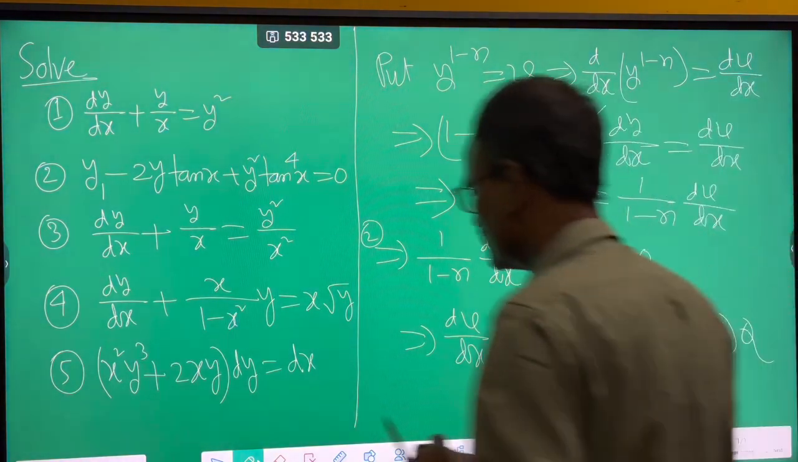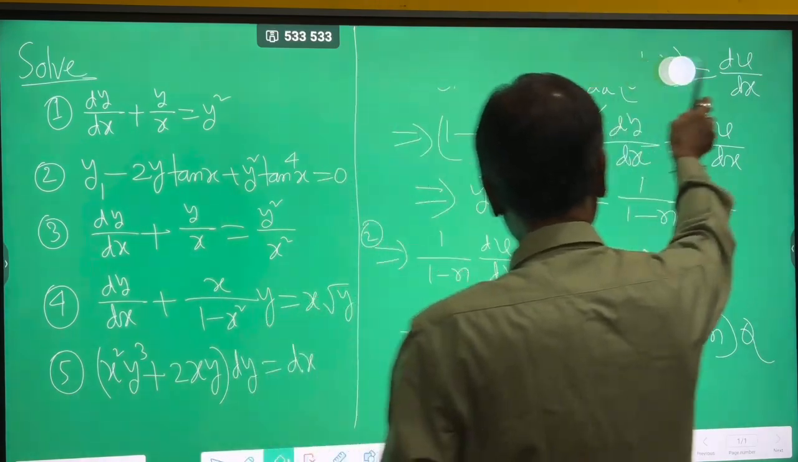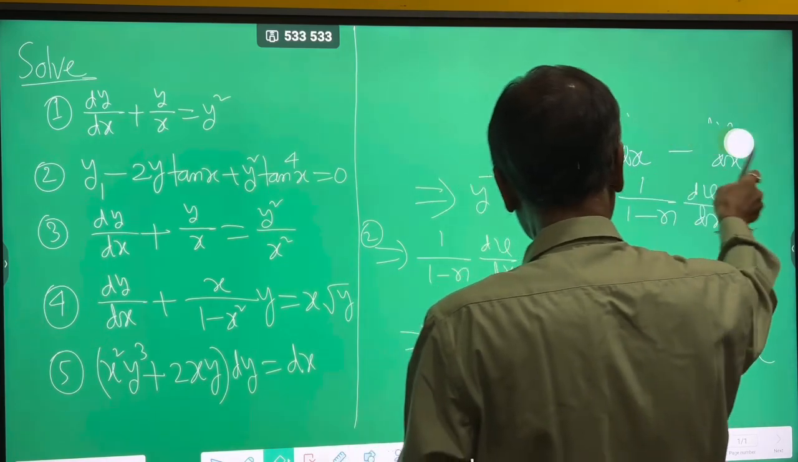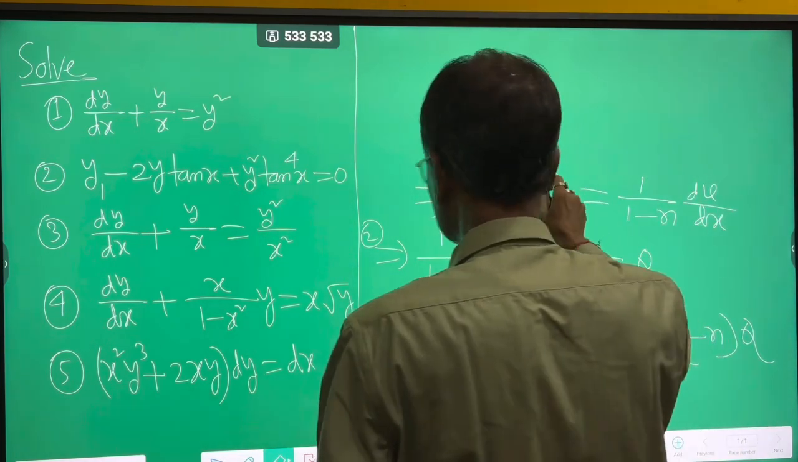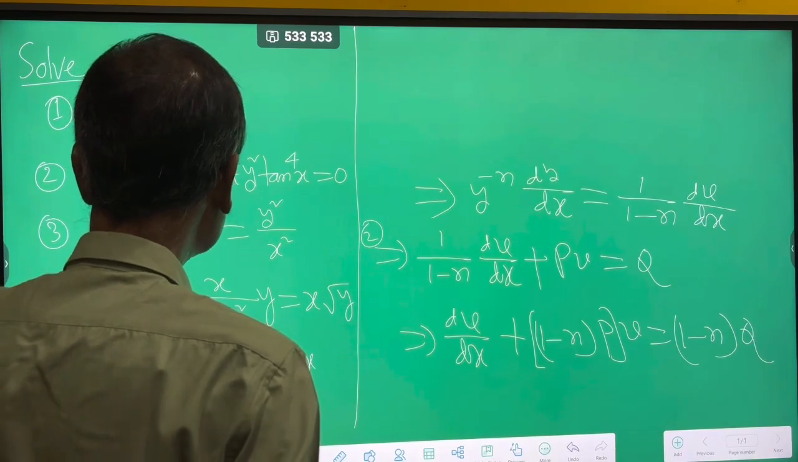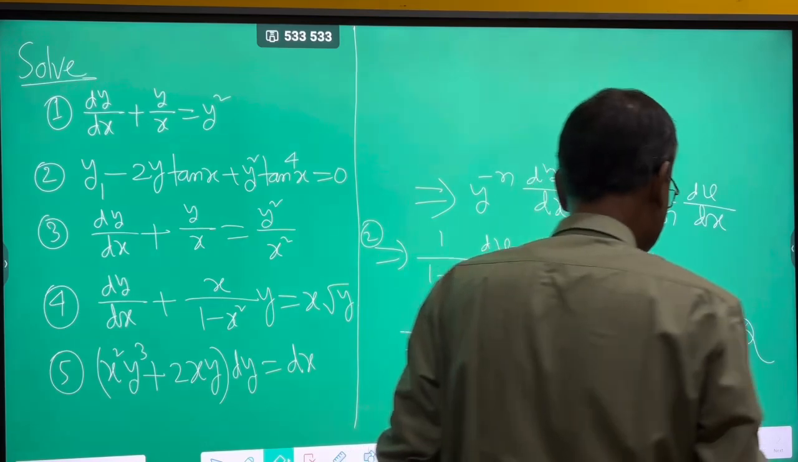Now, let us try to solve this question number 1. We may write in the next page also. dy by dx plus y by x equal to y square.